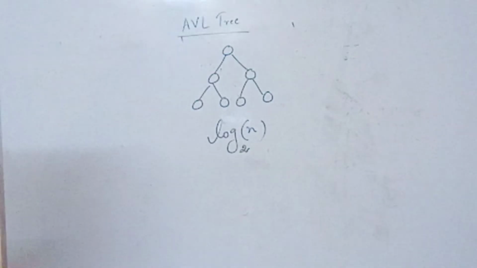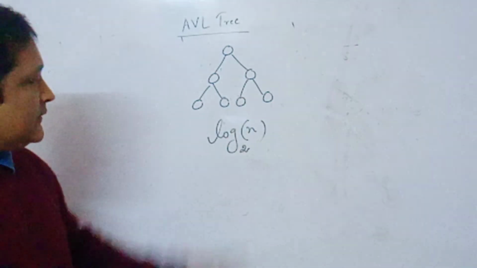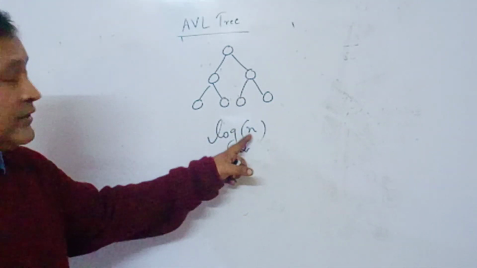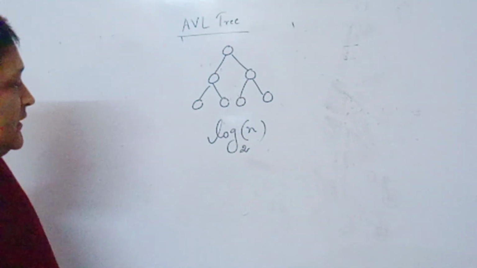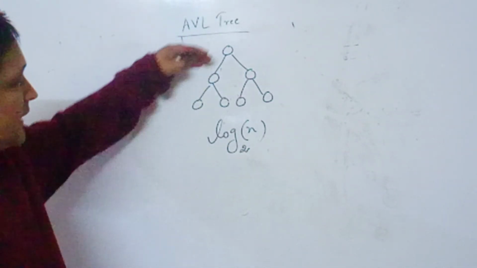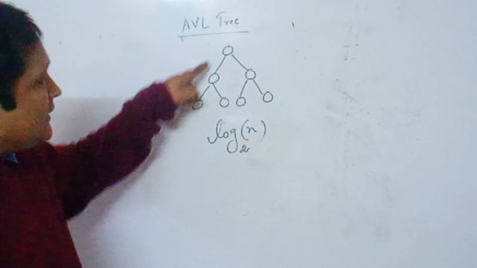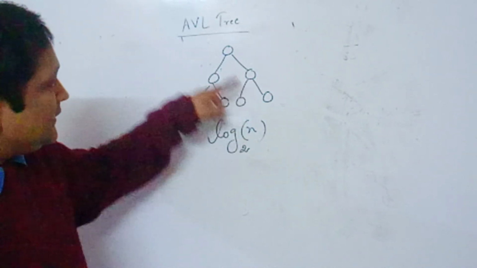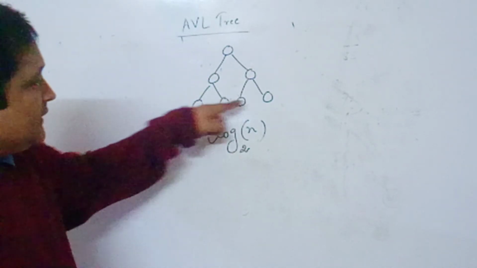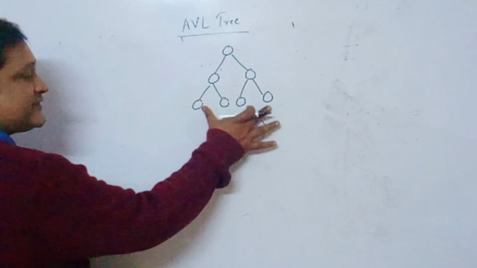This means 2 to the power something equals n. So for example, with 1, 2, 3, 4, 5, 6, 7, 2 to the power something is equal to 7, and 2 to the power less than 3. So the time complexity for such a node will be almost 3, because the highest level will be 3: first level, second level, third level.